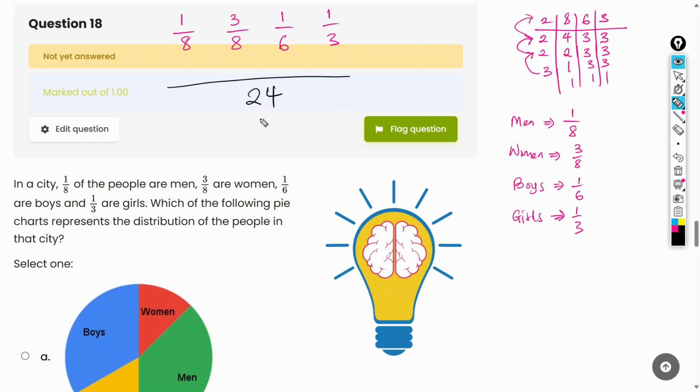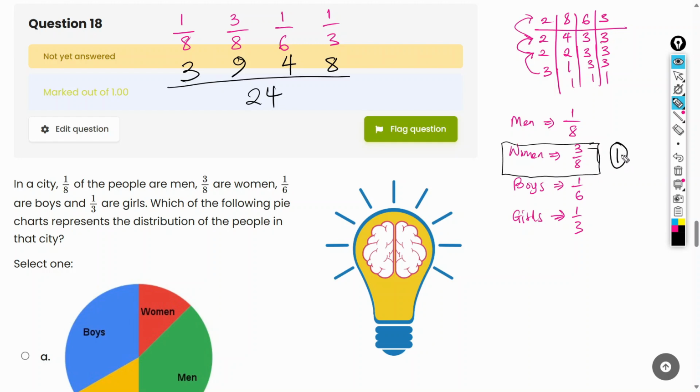Then the next thing is to divide by our denominators and multiply by our numerators. So 8 out of 24 is 3, 3 times 1 is 3. 8 out of 24 is 3, 3 times 3 is 9. 6 out of 24 is 4, 4 times 1 is 4. 3 out of 24 is 8, 8 times 1 is 8. So it means that the biggest part of it is 3 over 8. So this will be the biggest, women.